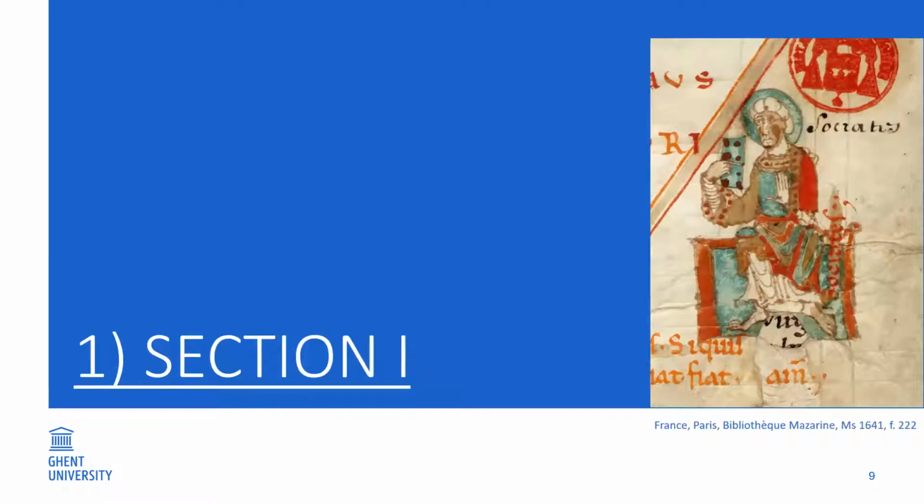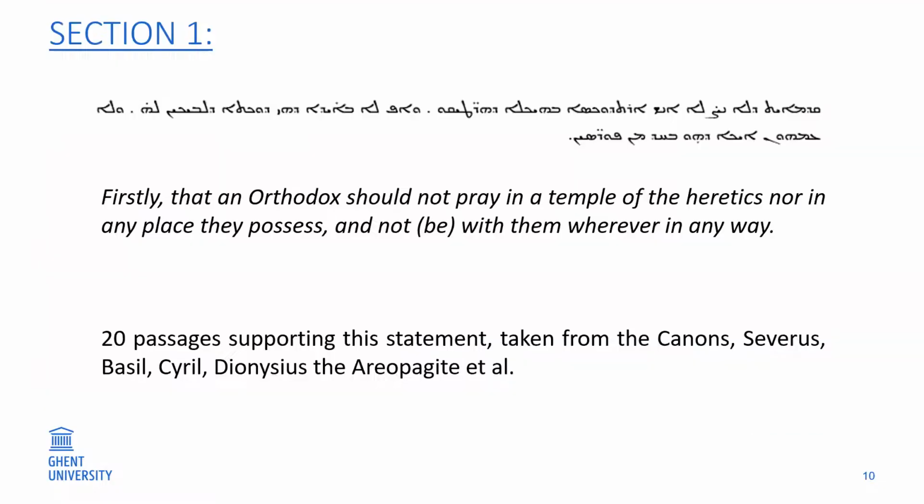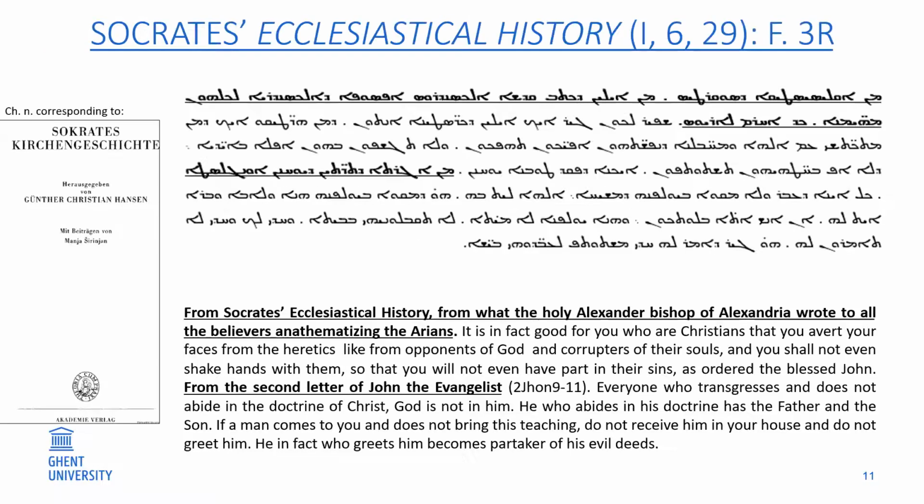Section number 1, an excerpt from Socrates, has its own title. It says that an Orthodox should not pray in a temple of the heretics, nor in any place they possess, and not be or pray with them, as Varompa translates, in any way whatsoever. Accordingly, this section has 20 passages supporting this statement. They are taken from canons, Severus, Basil, and so on. Our historiographical excerpt has the same purpose.